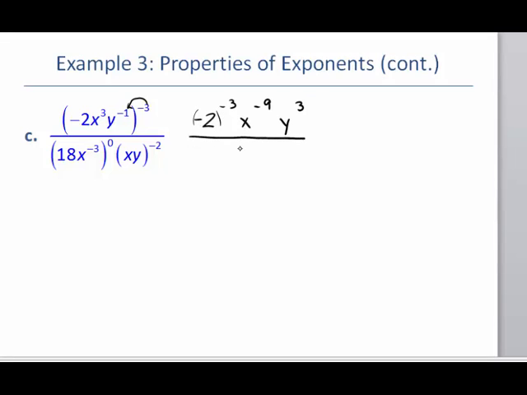All right, let's look at the denominator now that we've simplified on the top. What's going to happen here? We have 18x to the -3 in parentheses raised to the 0 power. That is equal to 1. So we have a 1. And then we have this -2 as an exponent on an xy. So we're going to have x to the -2, applying it to both terms, and y to the -2.